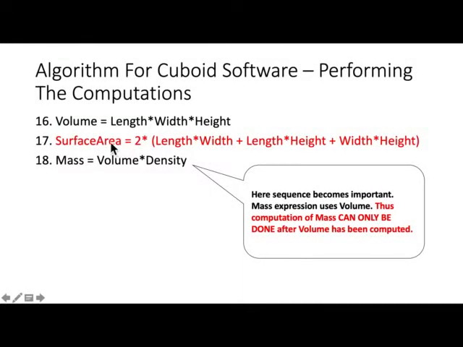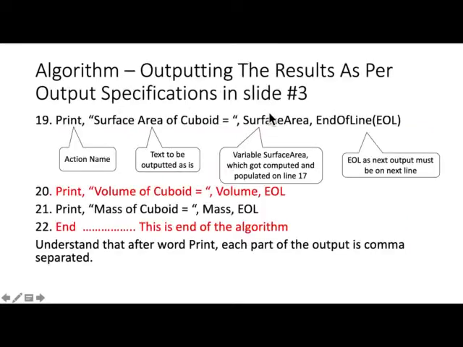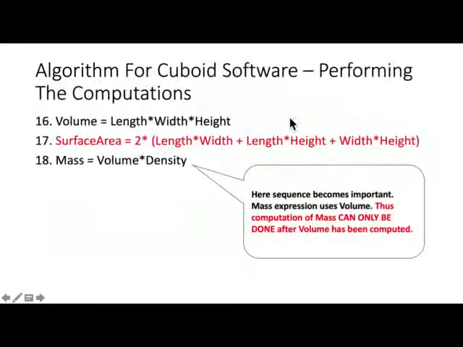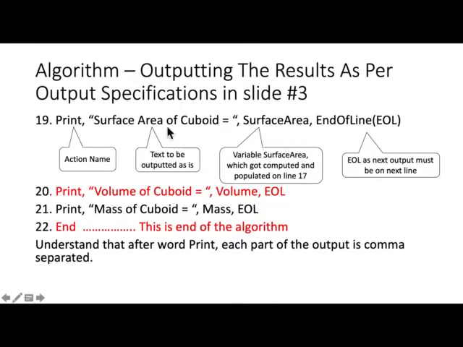Remember, I computed surface area using this formula. So when I say name surface area, computer is going to get the computed value stored in this variable and output. So this surface area and this surface area have nothing to do with each other. This is the name of variable which has the value. This is just a string. And then end of line, EOL, because one of the requirement was that each print statement should be in its own line.